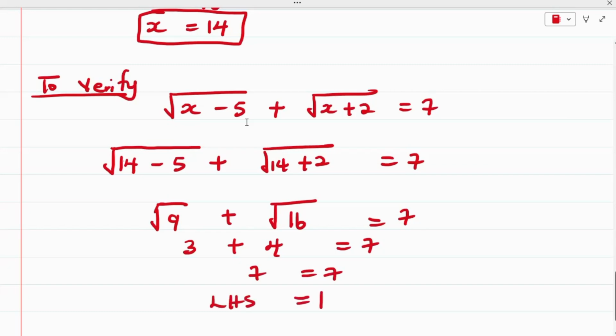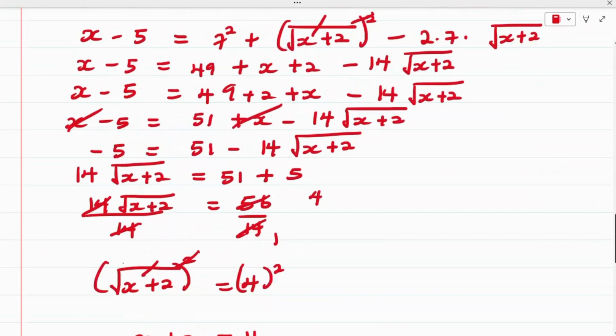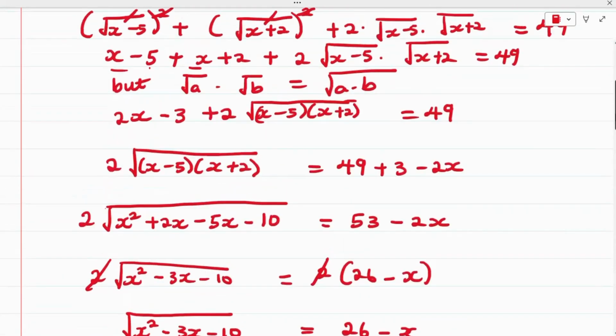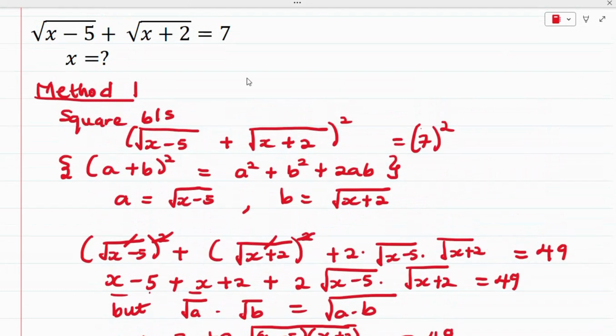Left hand side is equal to the right hand side. So guys, this is how you can solve this nice square root algebra problem, and we have been able to find the value of x, and we have that x is equal to 14, and this is the final answer.